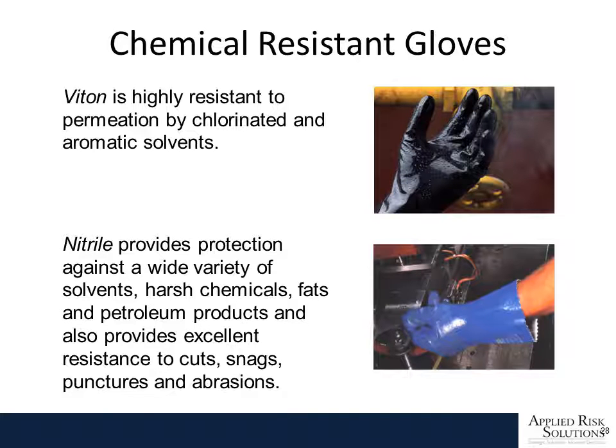There's a wide range of chemical resistant gloves. You should always refer to your MSDS sheets for the chemicals you're being exposed to, to determine the proper type of materials your gloves should be made from. Viton is highly resistant to chlorinated materials, and nitrile provides protection against a wide variety of solvents, harsh chemicals, fats, petroleum products, and resistance to cuts, snags, punctures, and abrasions at that.